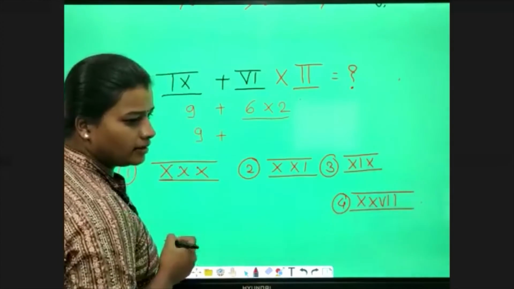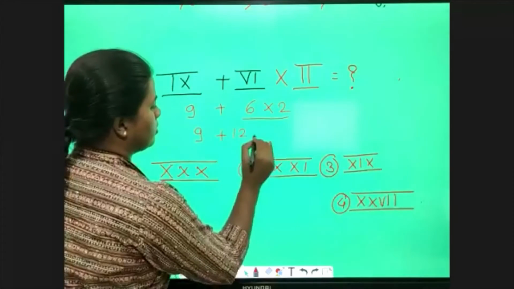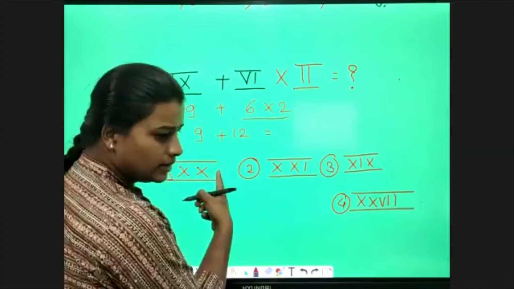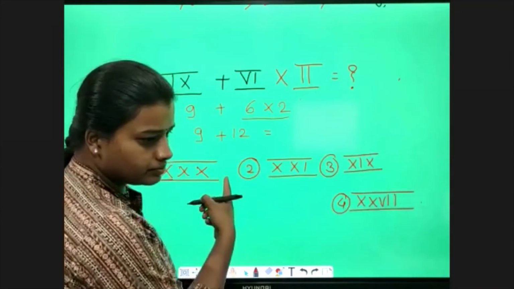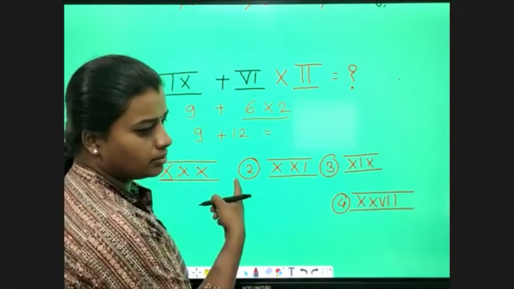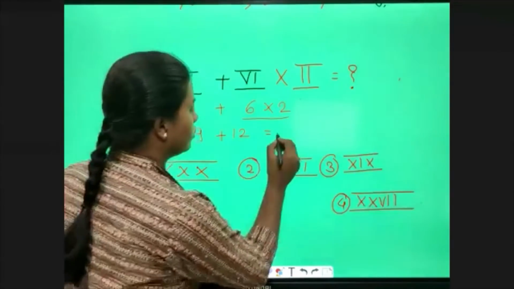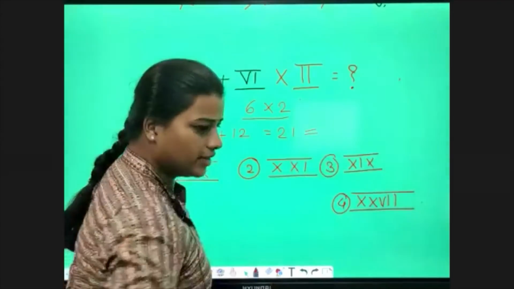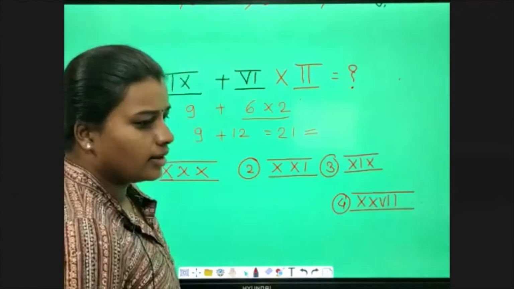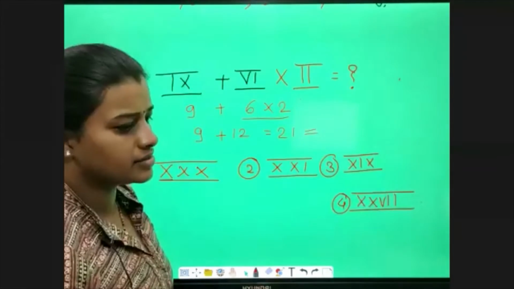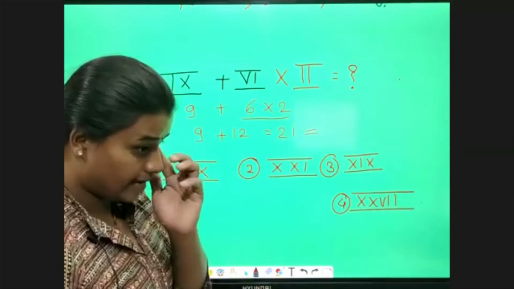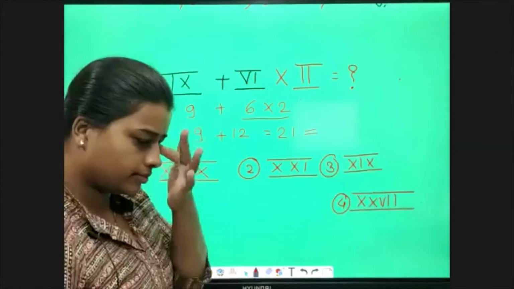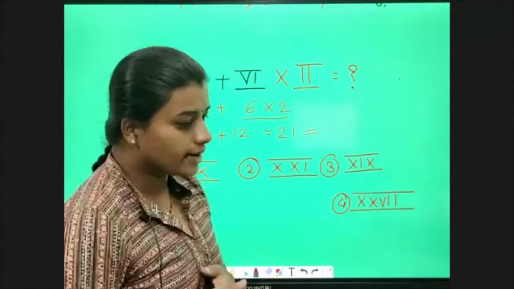12. Pari, 12, right. 12 plus 9. 19, 20, 21. 21. Be fast. Okay. How will you write 21 in Roman numerals? 10 plus 10 plus 1. Double X 1, that is XXI. Pari, are you getting it or not?